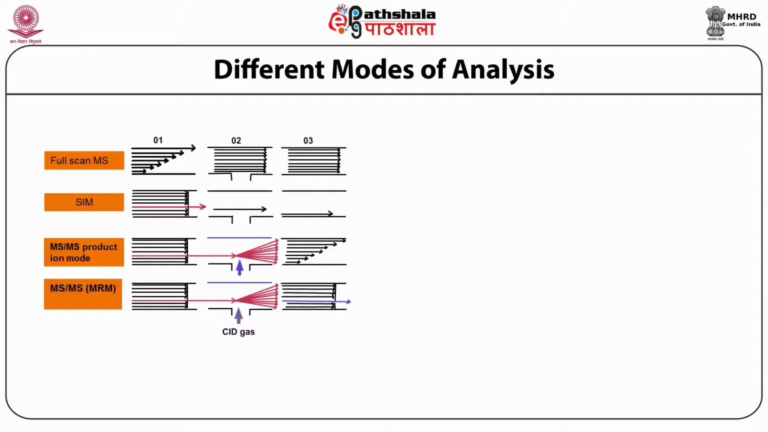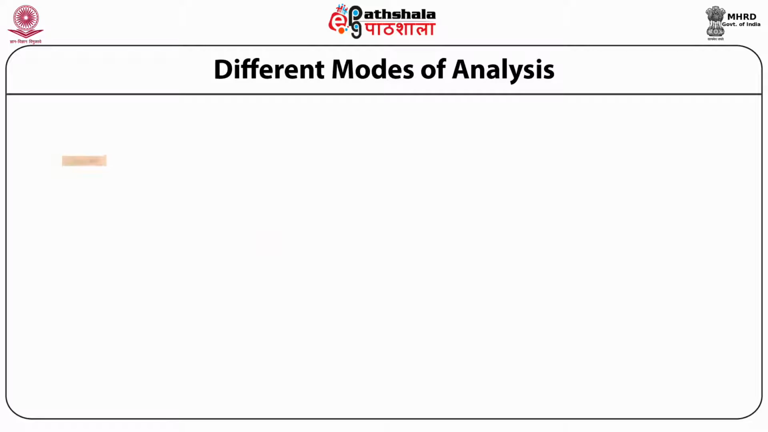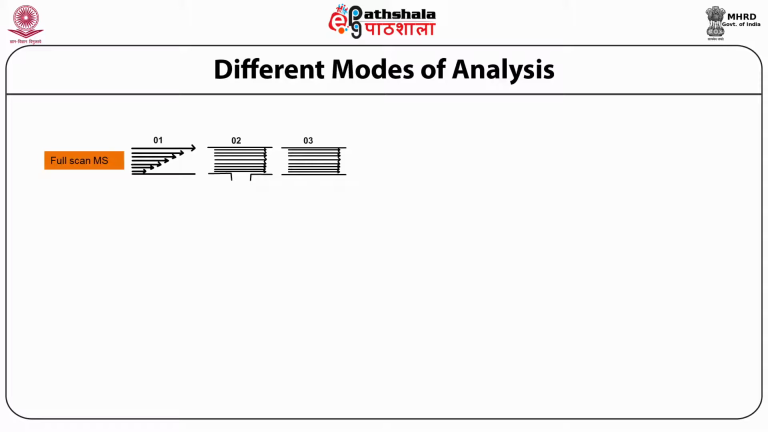In single ion monitoring, you select the one which is of your interest and it is transmitted outside. This helps us for the analysis of compounds which cannot be fragmented and which are not suitable for MRM. This is highly sensitive, however it will have high background noise.